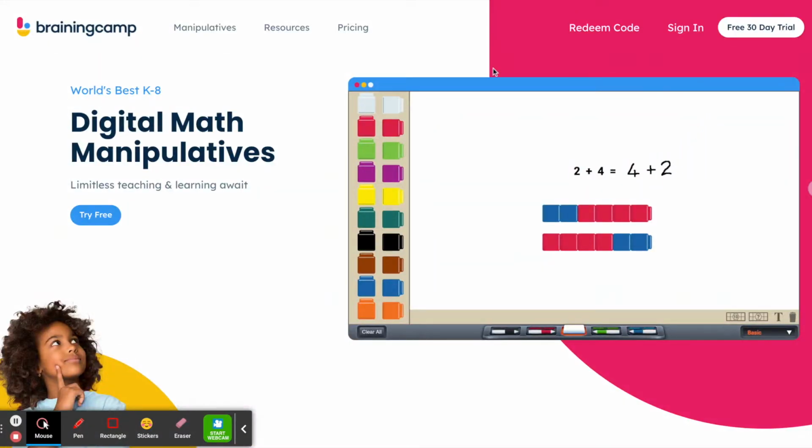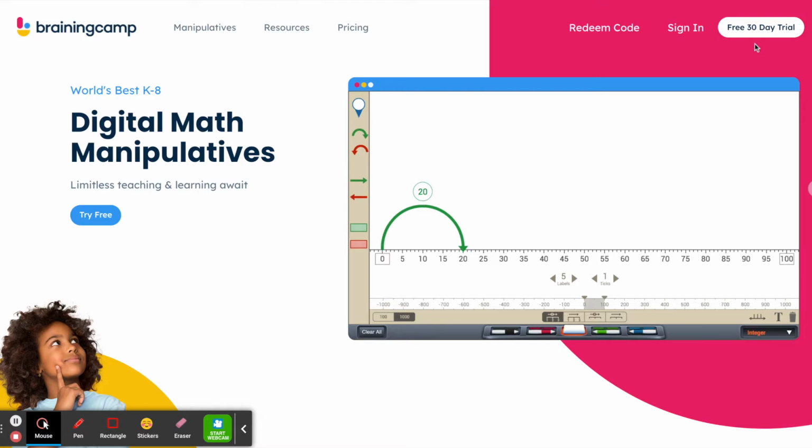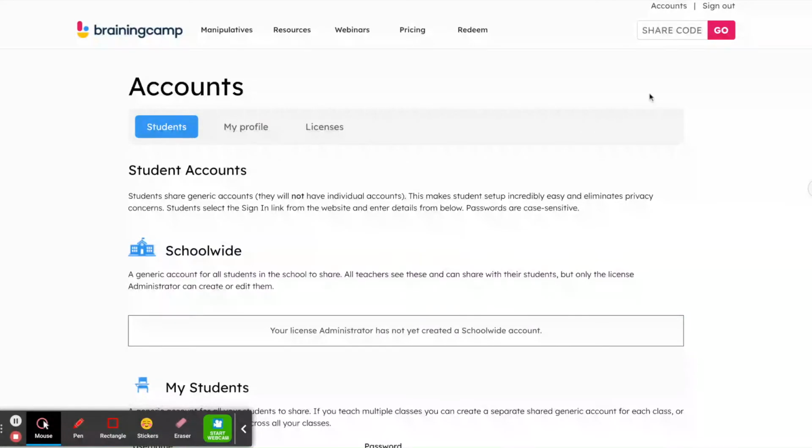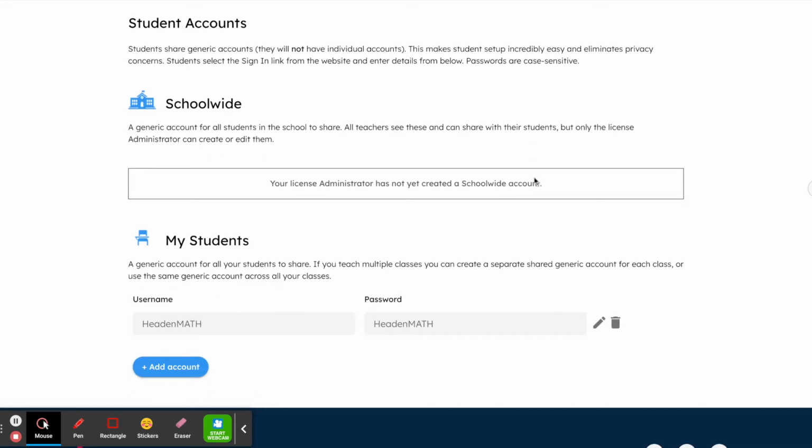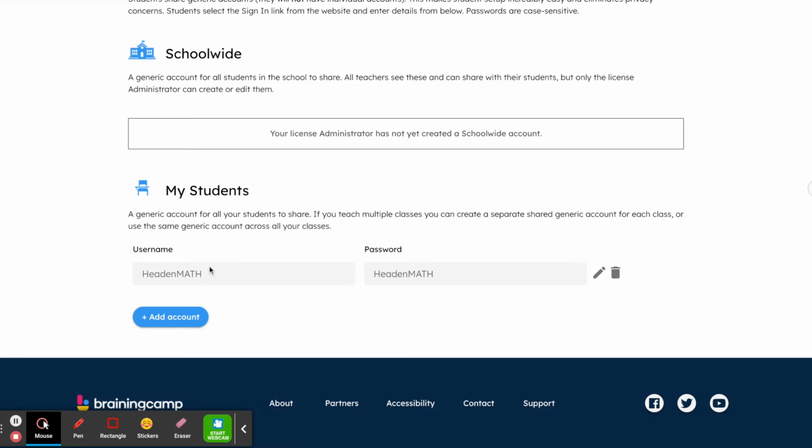To set up Brainycamp, if you do not have a license for it, you can click on the free 30-day trial. After you've created your account, go to Accounts, then scroll down to My Students. This is where you create a username and password that all your students will use to get into Brainycamp for free. Make it something simple that your students will be able to remember. You can use the same username as your password.